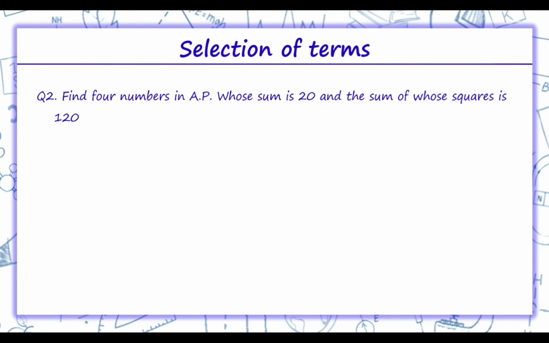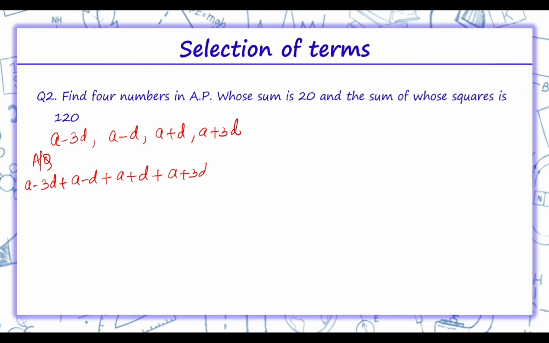Coming on to the next question, we have to find 4 numbers which are in AP whose sum is 20. So for 4 numbers, we will assume a minus 3d, a minus d, a plus d, a plus 3d. Now according to the question, we'll add them. a minus 3d plus a minus d plus a plus d plus a plus 3d is 20. So 3d cancels out, d cancels out. We'll get 4a is 20. So a will be 5.